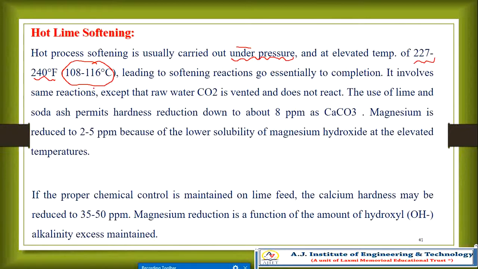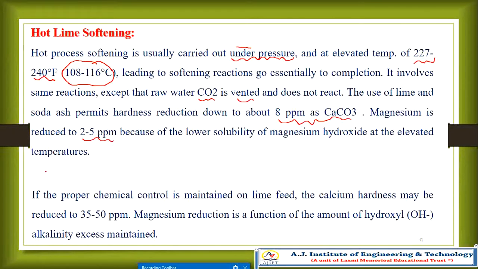It involves some reactions, except the raw CO2, which will be vented and does not react. The use of lime and soda ash permits hardness reduction down to about 8 ppm of CaCO3. Magnesium is reduced to 2 to 5 ppm because of the lower solubility of magnesium hydroxide at the elevated temperature. Okay, the elevated temperature is around how much? 108 to 116 degrees.